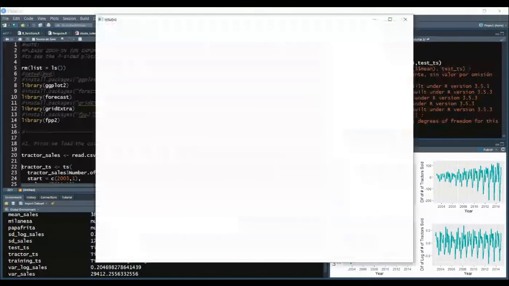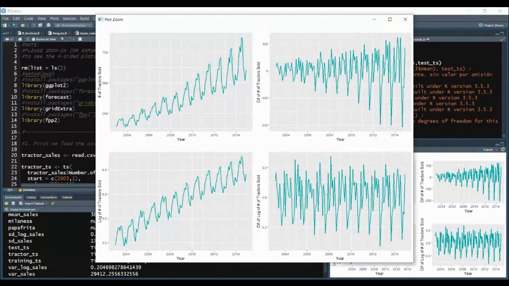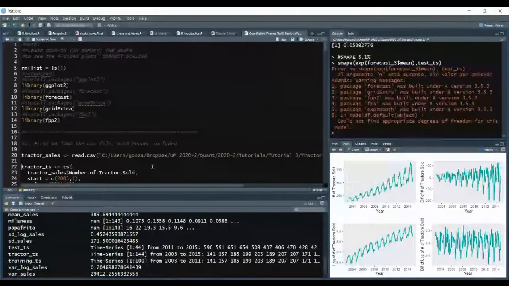Okay, so this is how they check what we saw before. The amount of tractors sold, this is the raw data, what you want to forecast. Then the difference of tractors sold, the log of it, and the diff of log.